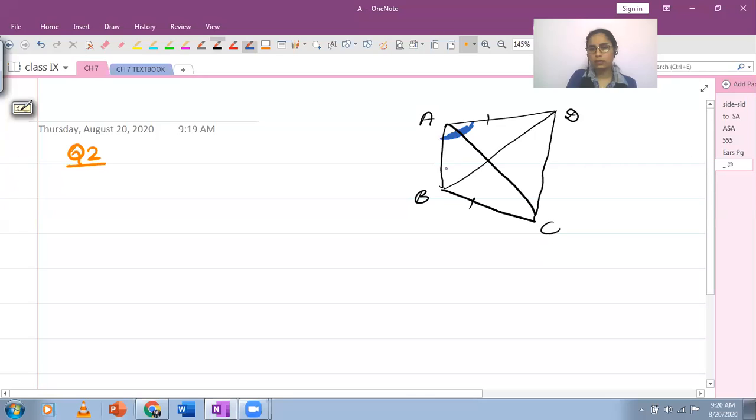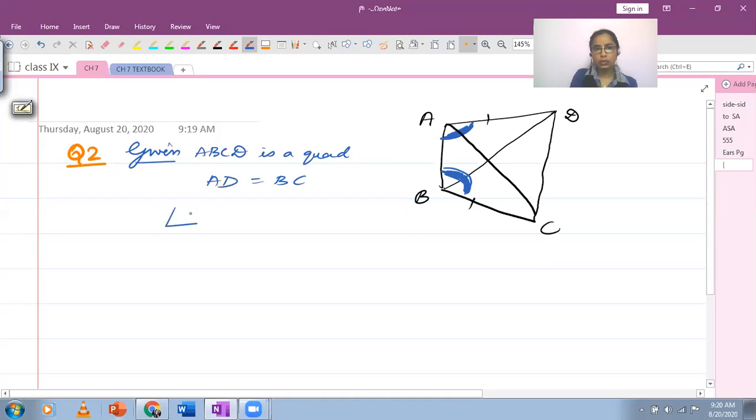So this angle is given equal to this one. Given will actually be whatever is given in your question. ABCD is a quadrilateral. Then we have AD equals BC. Along with that, we have angle DAB equals angle CBA. And then we want to prove, you can just write down those three parts from the question.